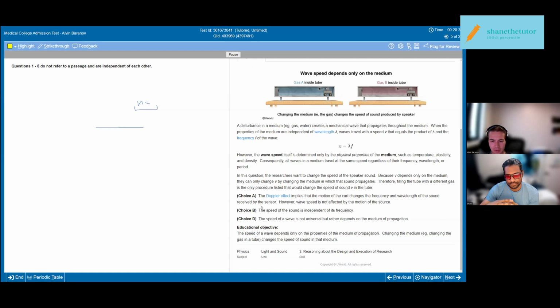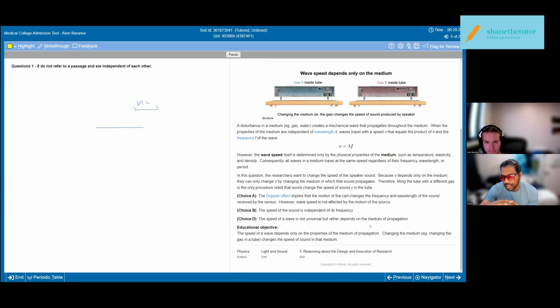Why did they say speed is independent of frequency? V equals F times wavelength. So why is it independent? Because if you have a higher pitched sound, it's not going to really make it go faster or slower. It's going to change the wavelength?